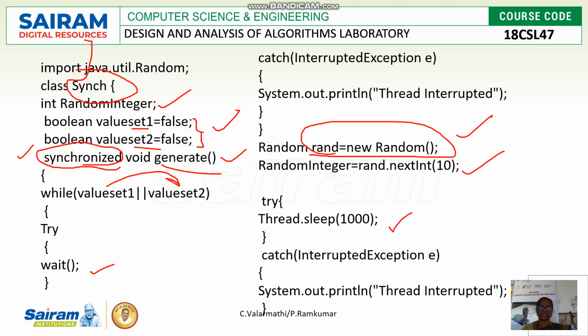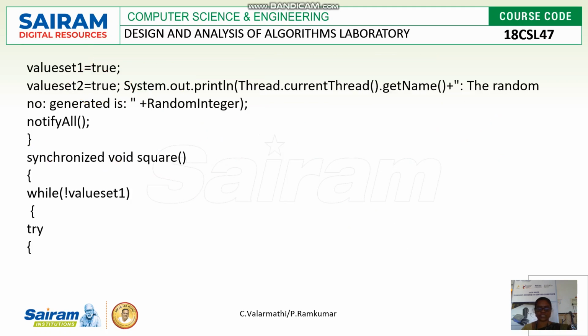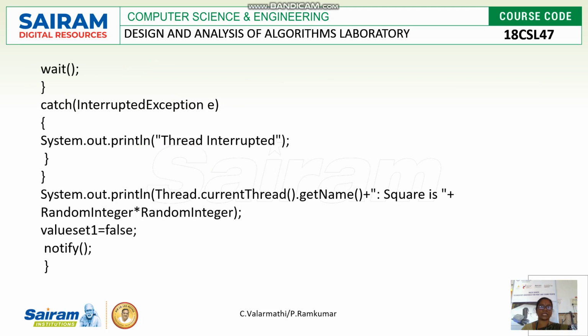Then the thread will be slept for 1000 milliseconds. These are all the initial setups. Then if the value set is true in the initial execution, then to find out the square of a number, the square method is used. Then if the value set is true, it will find out the random values as random value into random value. That means random integer into random integer.